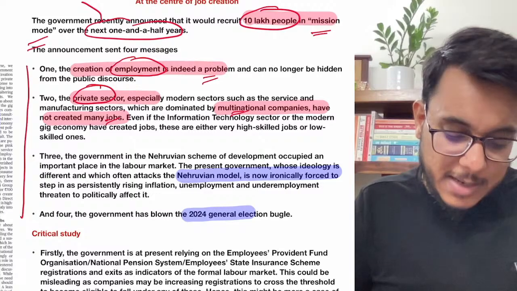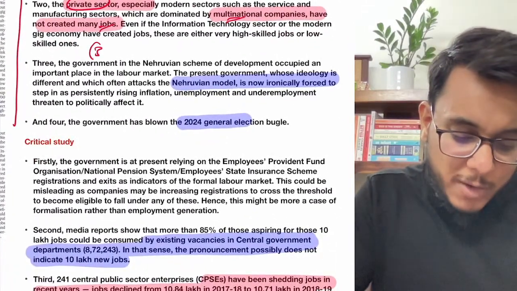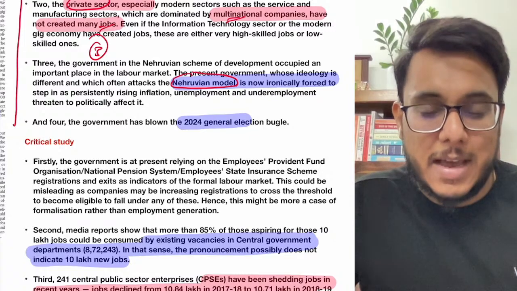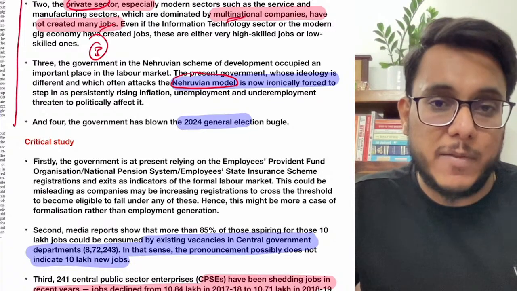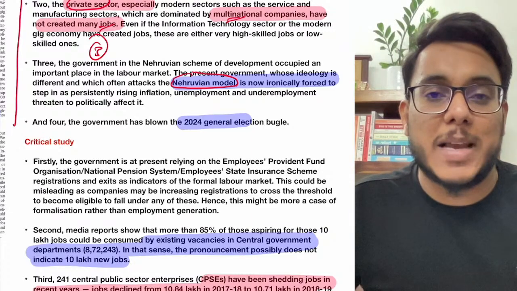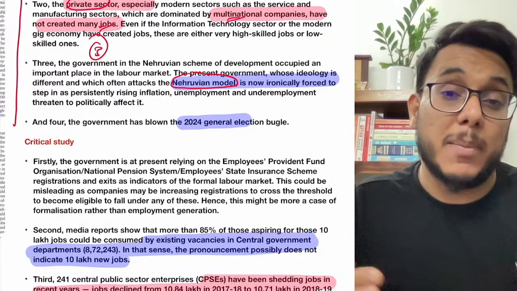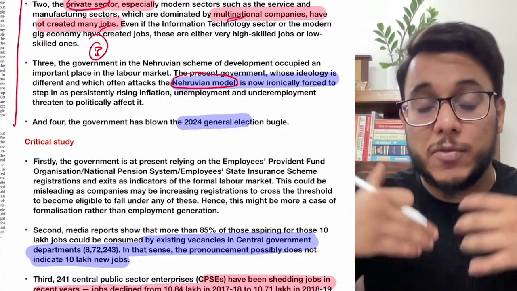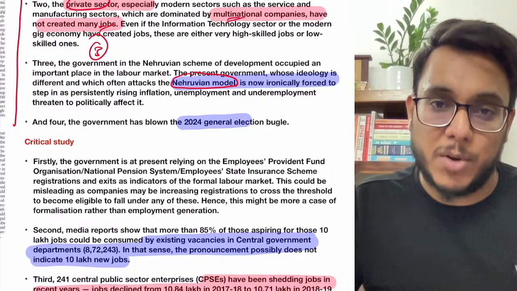even by the private sector. Third, basically now the government is again using the Nehruvian model of social welfare. What was the Nehruvian model of social welfare? For example, during the time of Nehruji, a lot of public sector enterprises were established, and the public sector enterprises were not just industries, they were also avenues of giving employment to a large number of people.